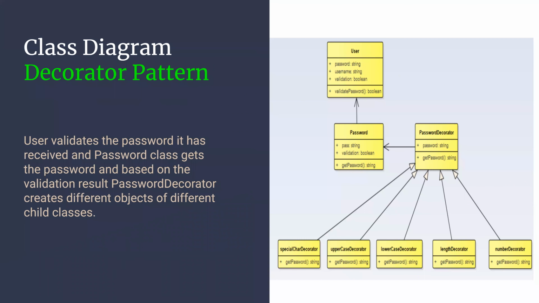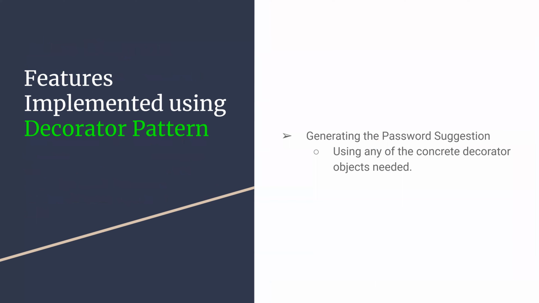So the decorator pattern, we use this design pattern for generating a strong password for users. What it does is basically get the password from the user and validate it. And based on that validation, it would add different stuff to it. For example, it can add special characters, uppercase characters, lowercase, it checks the length of the password, and it also adds a number to the password. So if the password has less than 8 characters, it makes sure it is 8 characters.